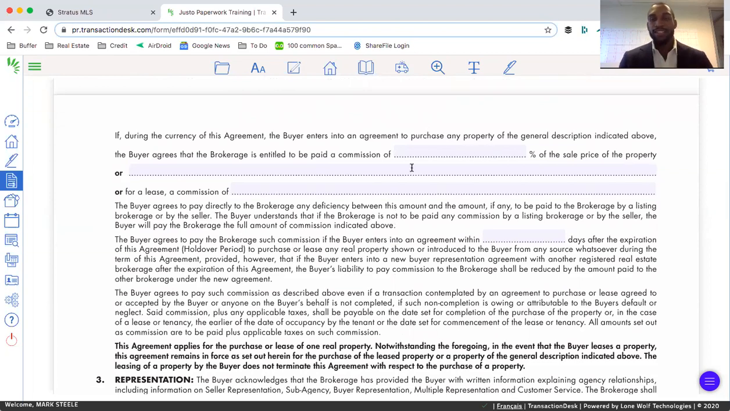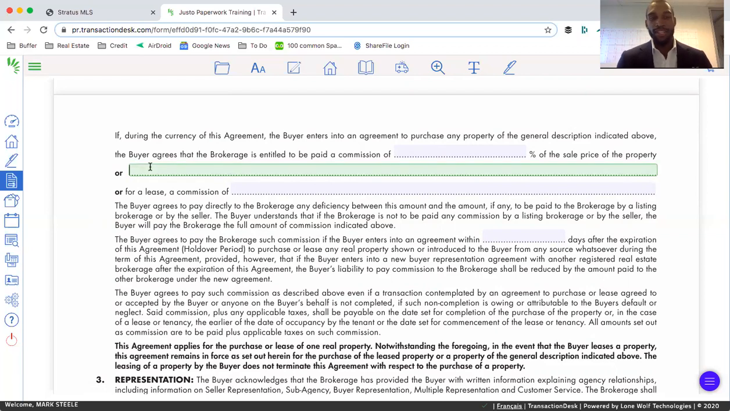Scrolling down, in this section is where you'd enter the commission that you expect to receive for the transaction. Now, I've never worked a deal myself where the buyer paid my commission, so normally I leave this part blank. If it is ever a case where the seller or the listing says no commission is being paid, then you can discuss with your buyer at that point. But again, I've never had it done.